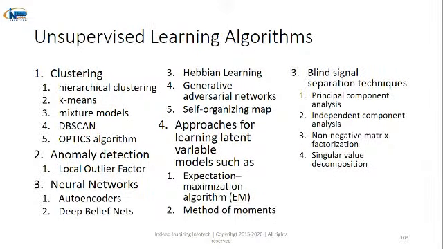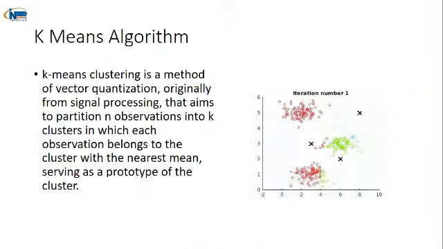But now if we talk about unsupervised algorithms, in this case we have clustering approaches, we have anomaly detection. Neural networks again come under unsupervised as well. Then we have a concept of expectation minimization, we have methods of moments, we have blind signal separation. So let's cover a few of them in the limited time.